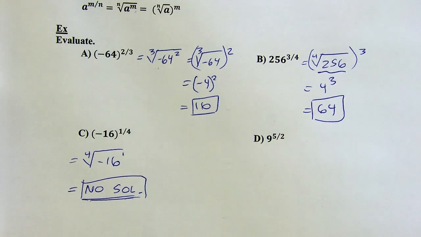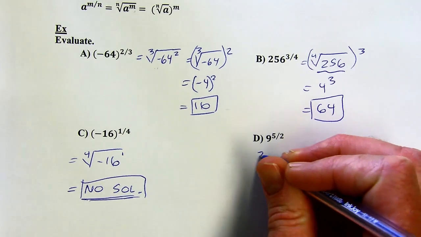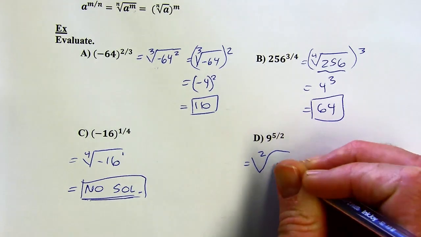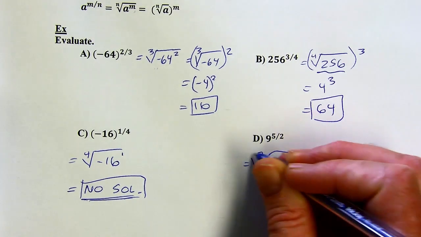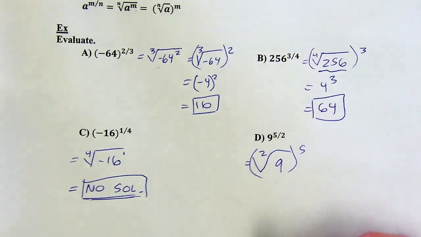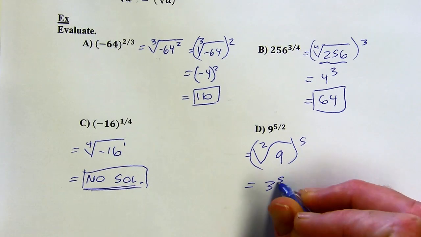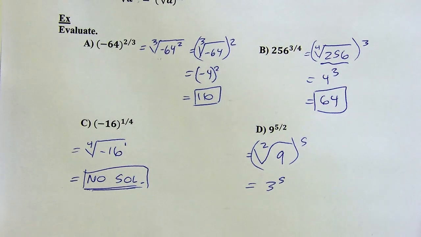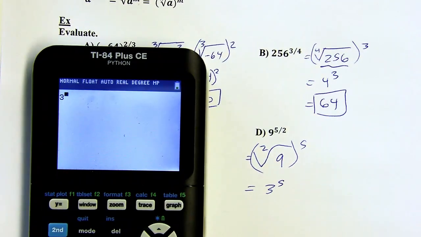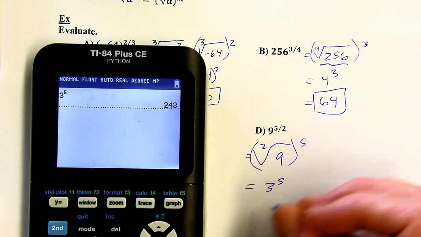Okay, and then 9 to the 5/2. Well, that would be the square root of 9 to the 5th, and I'm going to put the exponent outside like that. Hey, square root of 9 is just 3. So I've got 3 to the 5th. I'm going to use my calculator to help me find 3 to the 5th. That equals 243 then.